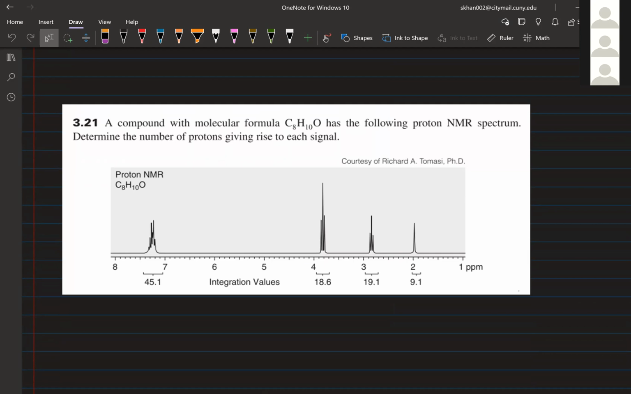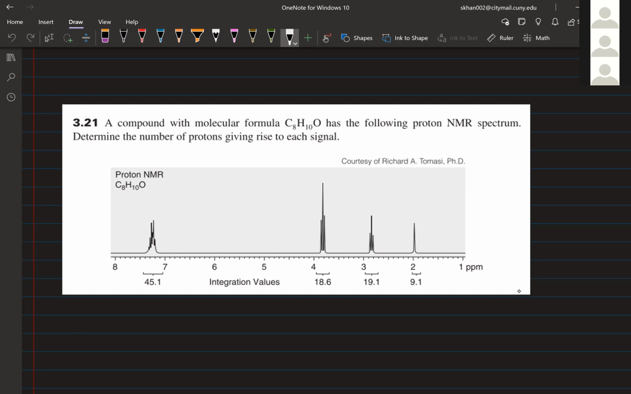So here is an example of an NMR spectra, and this has to do with something called integration, or the area under your curve. A compound with the molecular formula, blah, blah, has given the following proton NMR spectra, and it basically wants you to determine the number of protons in each signal. There are two ways you'll get spectra. They'll either give you the actual area under the curves, or they'll just give you the number of protons in those signals. So here, we are given area values.